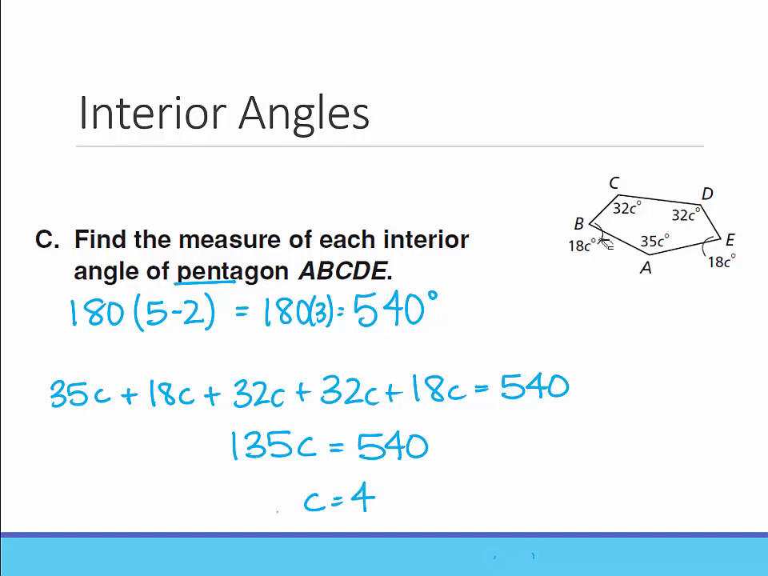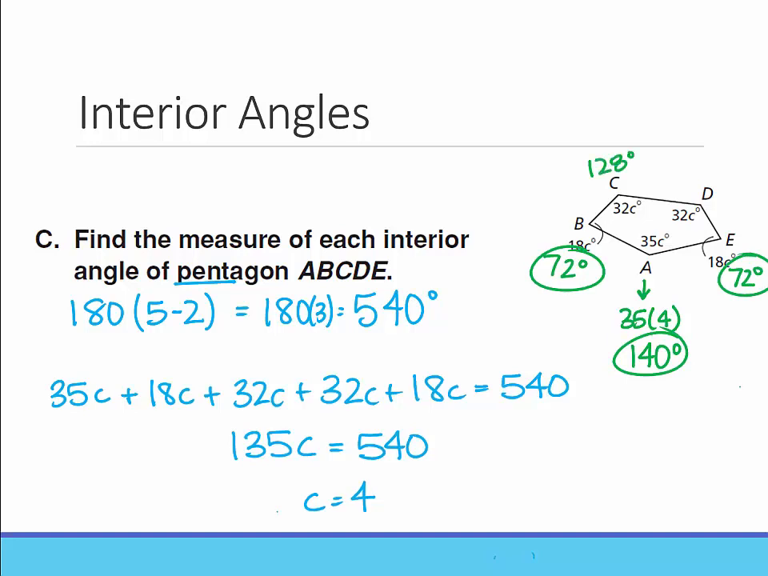So now remember, it wanted us to find the measure of each of these angles, so that means we need to plug it back in. So angle A, I'm going to do 35 times 4, giving me 140 degrees. Angle B, I'm going to do 18 times 4, gives me 72 degrees, and there's another one over here. And the last one, I've got to do 32 times 4, 128. Make sure you do a quick check. Add all those up. They should total this 540.